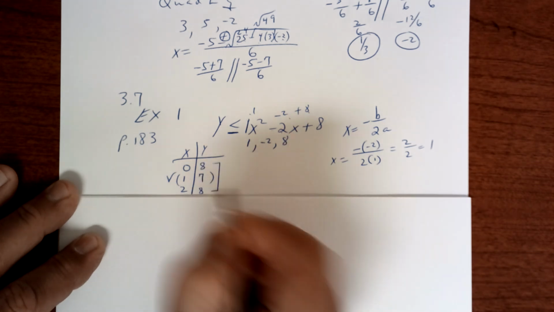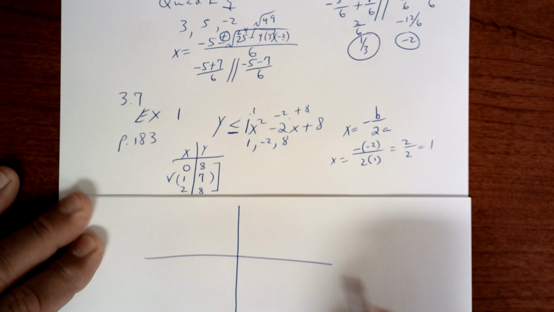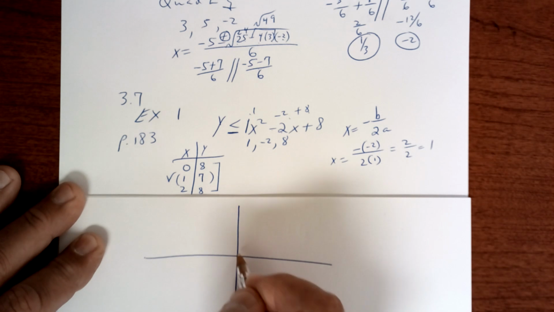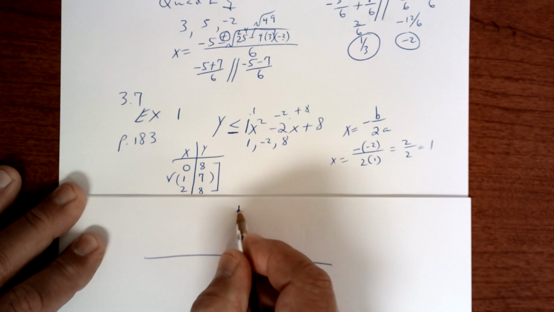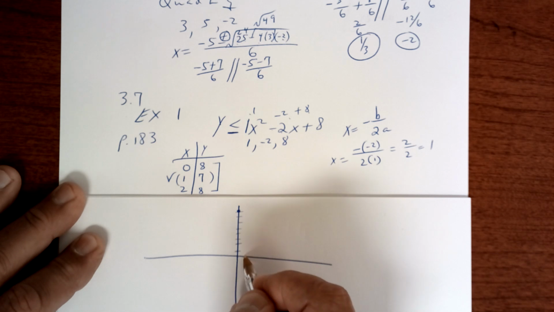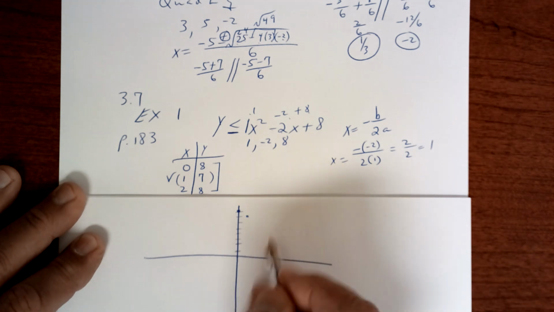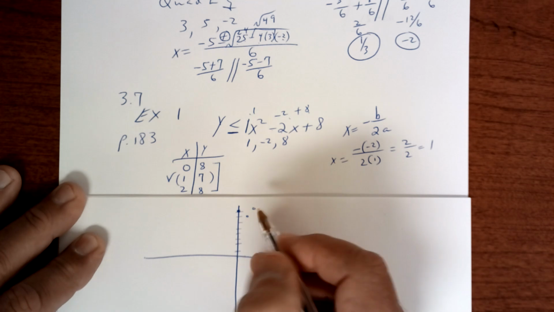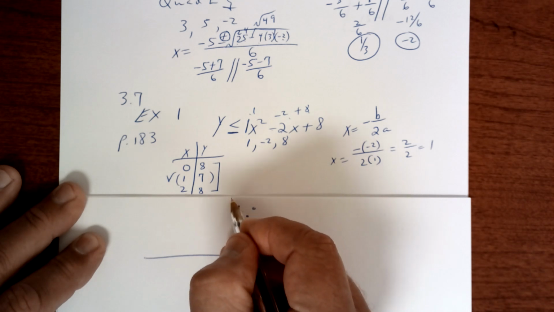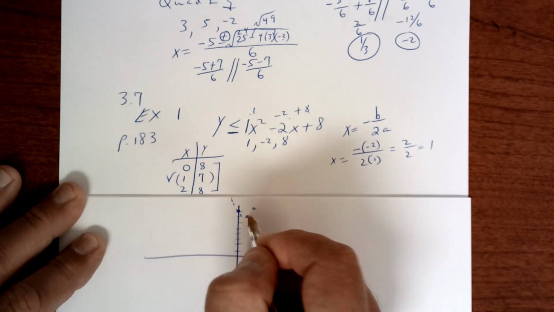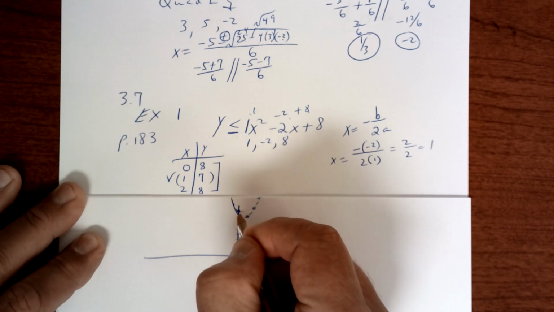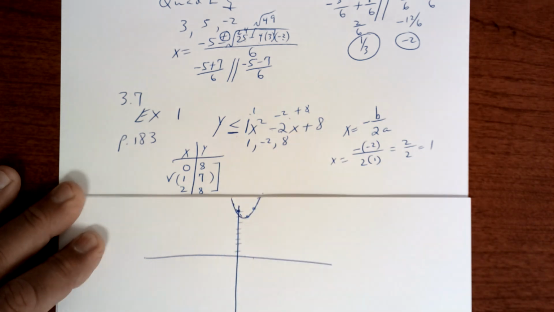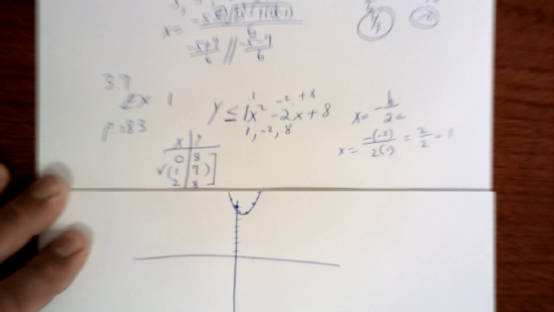Okay, draw a graph. Over 0, up 8. Over 1, up 7. Over 2, up 8. So your graph is solid. Don't put broken, okay, like I'm doing here. It's equal to, so it's solid. Once you have your graph, then you need to pick a test point because it's an inequality.